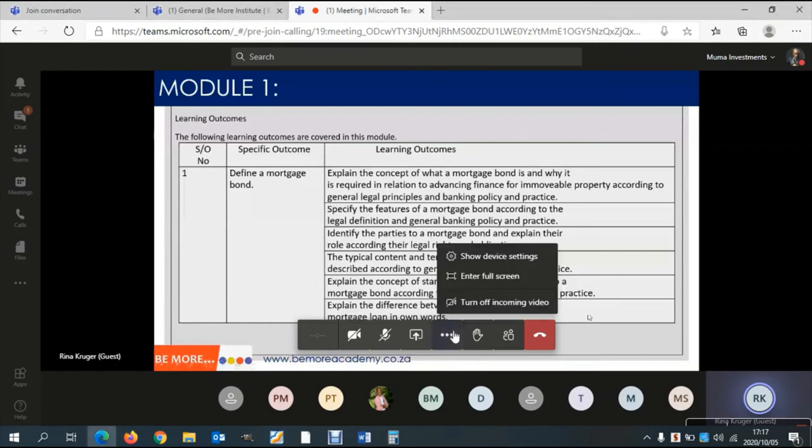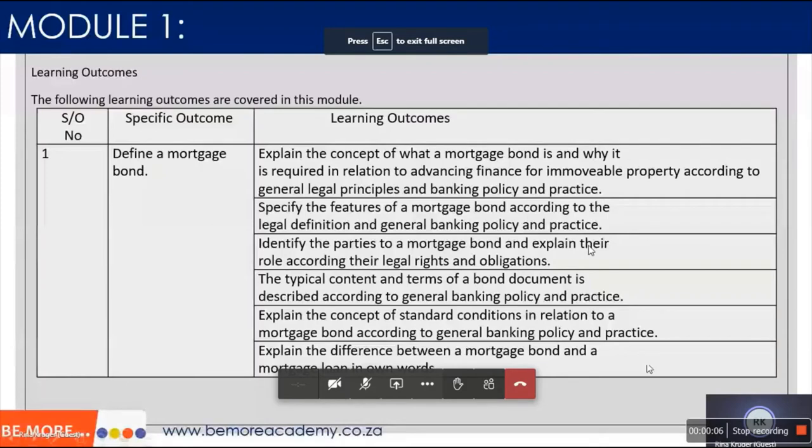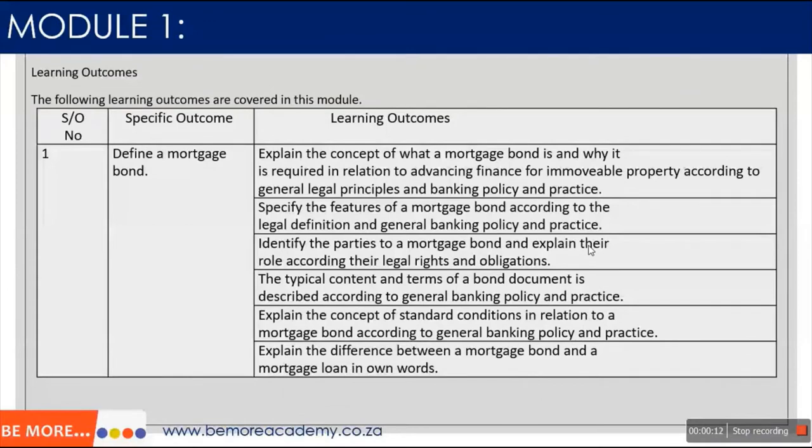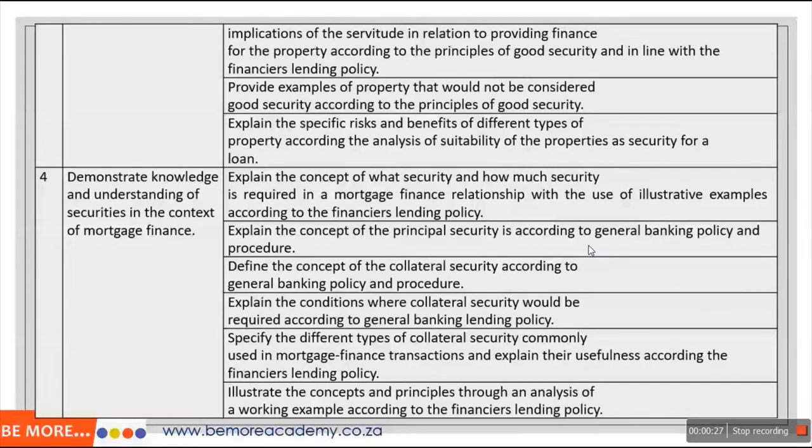Of content, explain the concept of standard conditions, explain the difference between a mortgage bond and a mortgage loan. In other words, evaluate a mortgage bond over the immovable property as security for debt or loan, and evaluate different types of properties in terms of the requirements for good security. Demonstrate knowledge and understanding of securities in the context of mortgage finance.